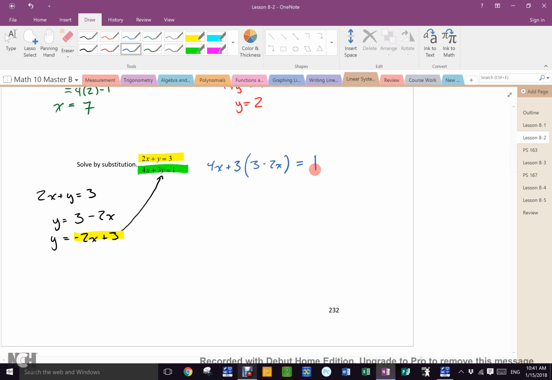Distribute. You do grade 7 algebra, grade 8 algebra, right? So do it. 4x plus 9 minus 6x equals 1. Now what? What's 4 minus 6? Negative 2x plus 9 equals 1. Now what? Collect like terms again, because I got a 9 and a 1, right? So when I collect them, what happens to that 9 when he comes over here?